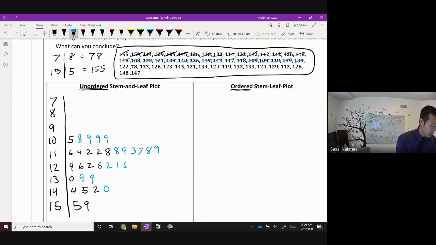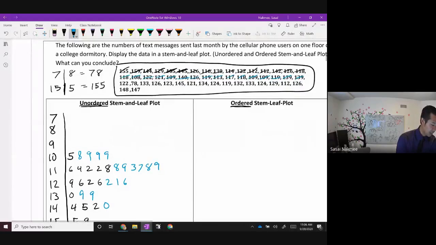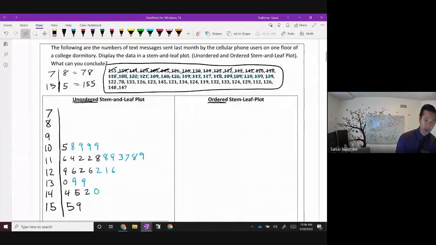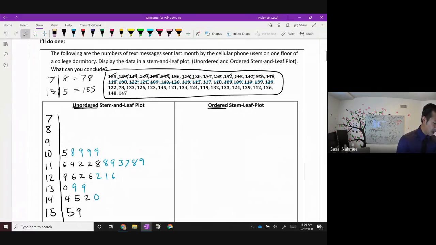When they ask you to display the data in a stem and leaf plot, I'm going to zoom out here. Guys, if you're still doing it, you can go ahead and finish it up. I'm going to do this part just to talk. To display the data as a stem and leaf plot, they're always going to give you a ton of numbers, and then you have to organize them. The way we organize them is by using this, called a stem and leaf plot. The numbers on the left represent your stem. The numbers on the right are the leaves.